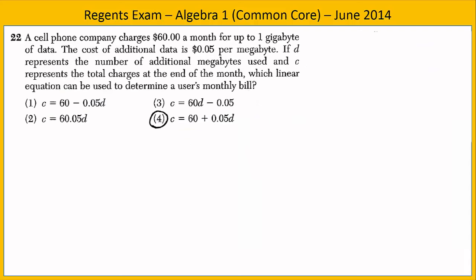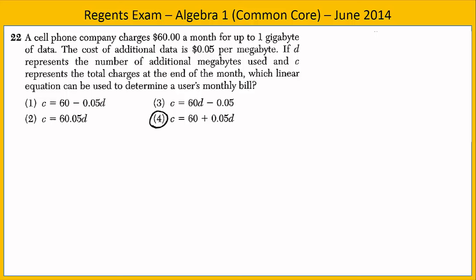In exercise 22, a cell phone company charges $60 per month for up to 1 gigabyte of data. The cost of additional data is 5 cents per megabyte. D represents the number of additional megabytes used. C represents the total charges at the end of the month. Which equation can be used to determine the monthly bill?